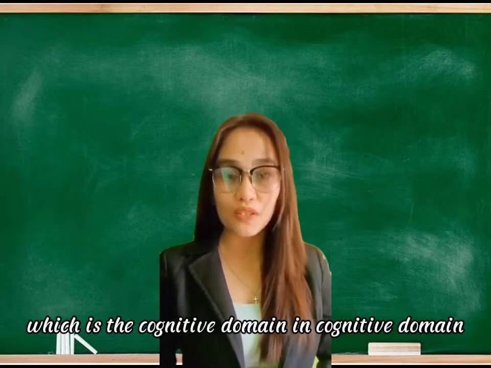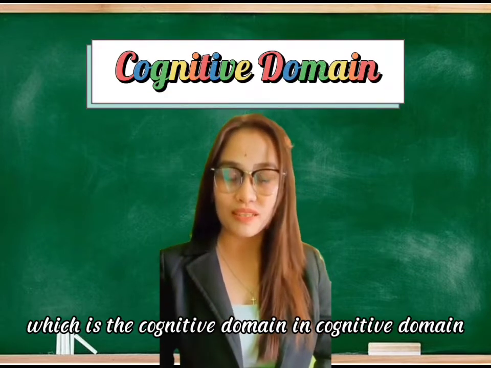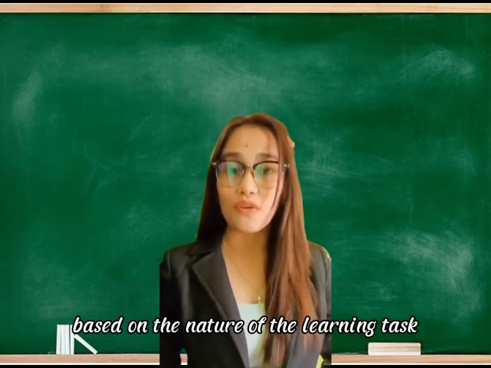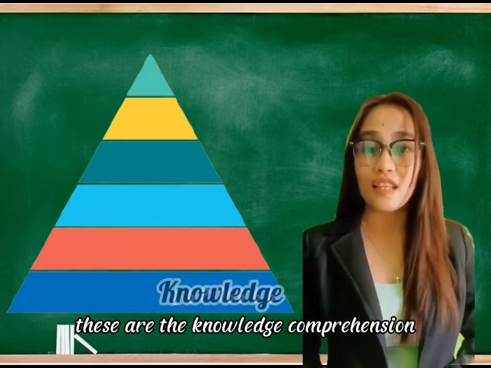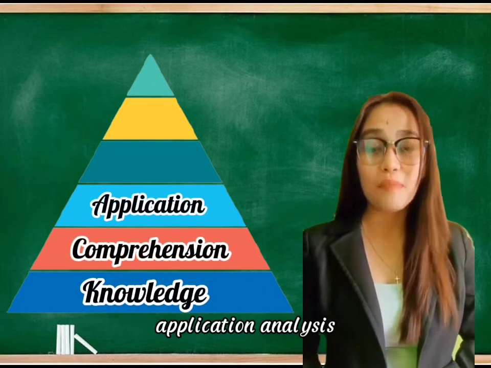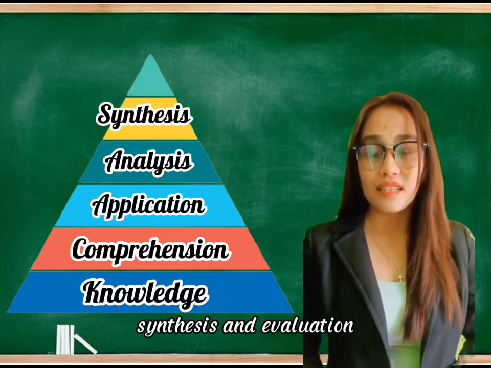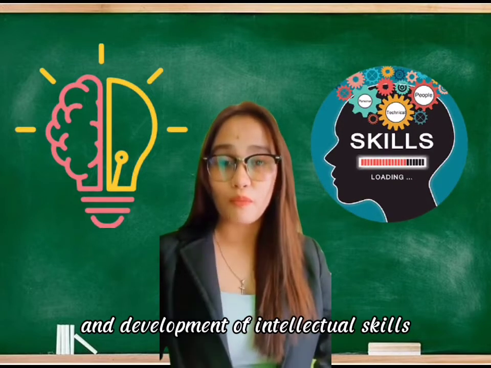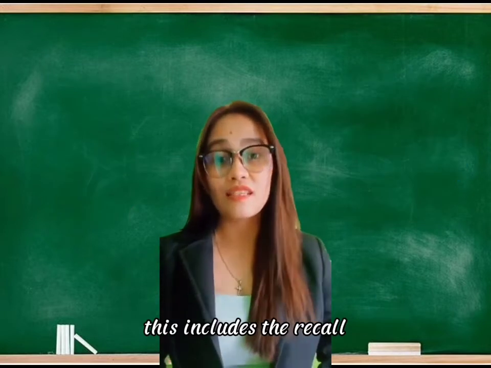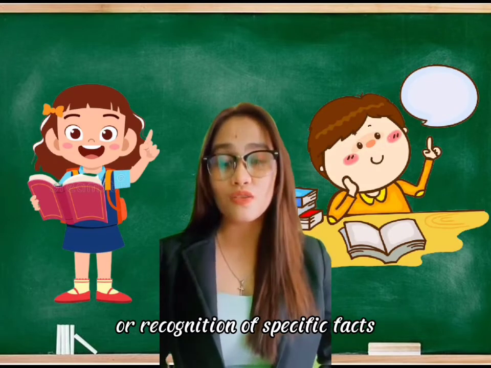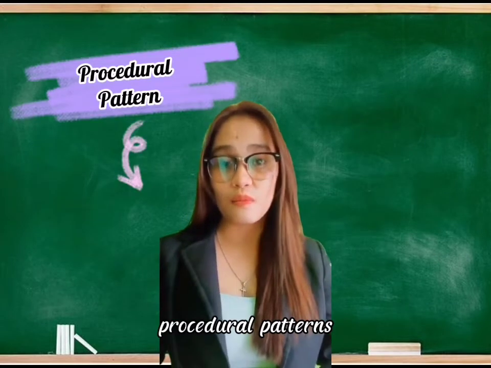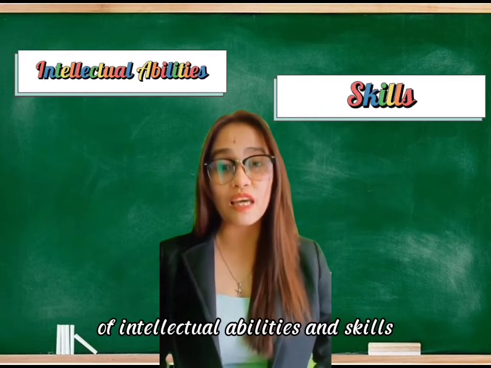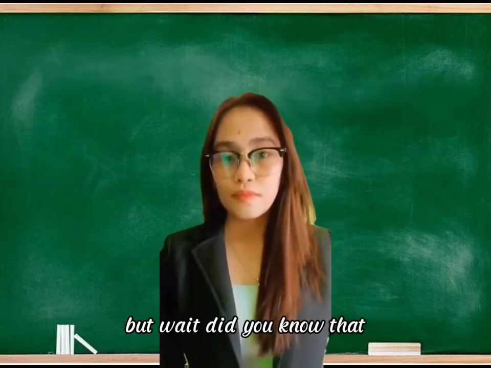I will discuss to all of you the first domain of Bloom's taxonomy, which is the cognitive domain. In the cognitive domain, there are different structures based on the nature of the learning task. These are knowledge, comprehension, application, analysis, synthesis, and evaluation. It involves the knowledge and development of intellectual skills. This includes the recall or recognition of specific facts, procedural patterns, and concepts that serve in the development of intellectual abilities and skills.